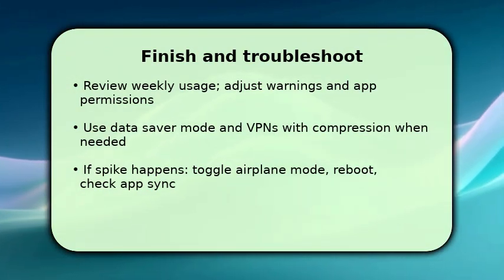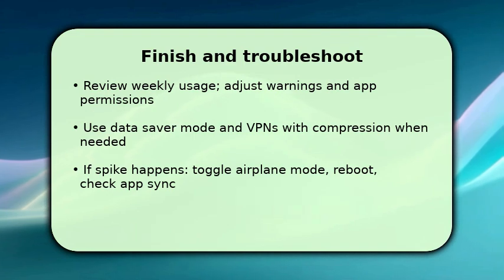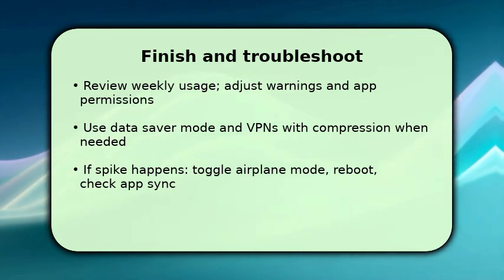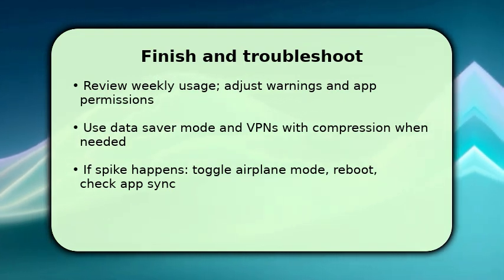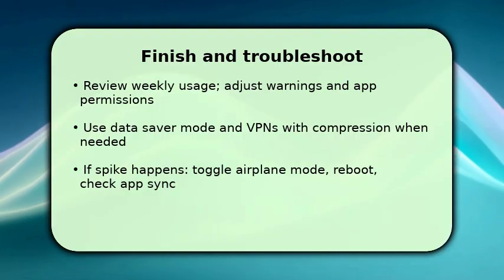Check your weekly usage and adjust warnings and app permissions based on patterns. Turn on System Data Saver and consider a compression VPN for repeated long trips, both reduce bytes.